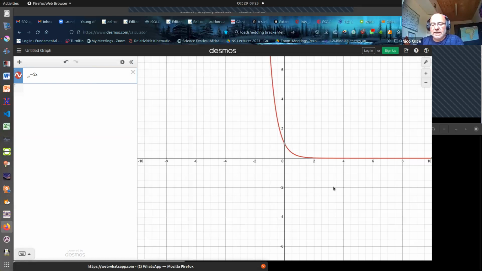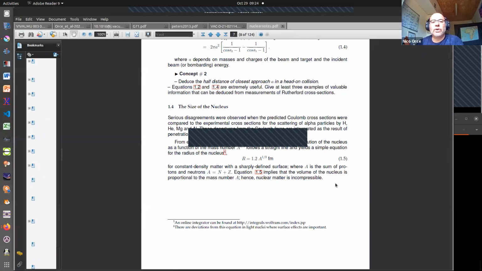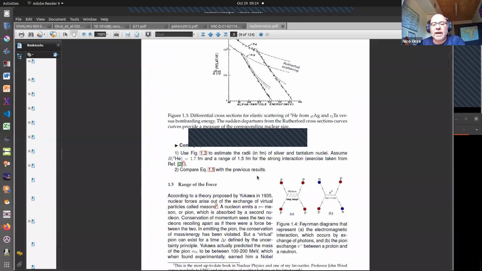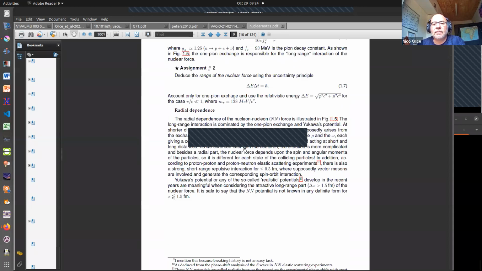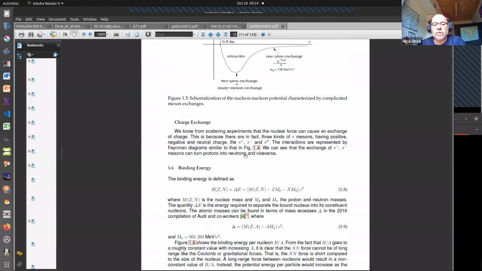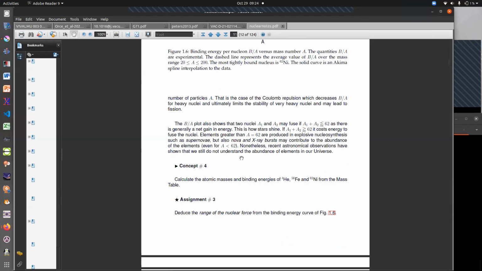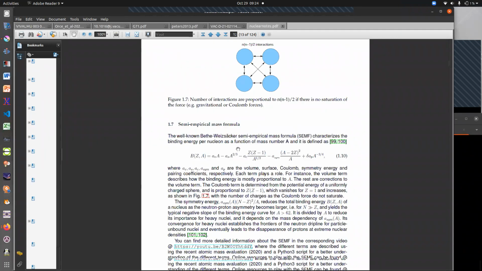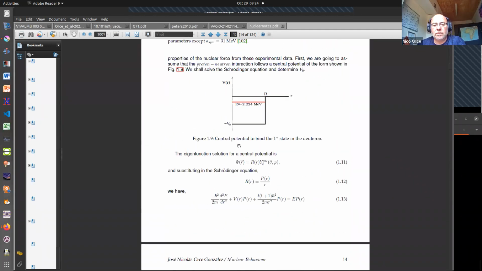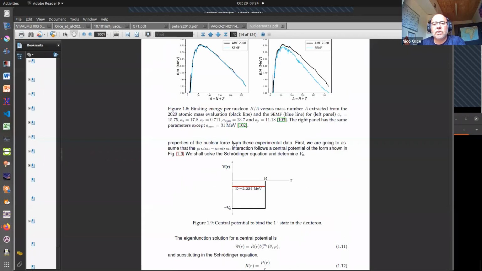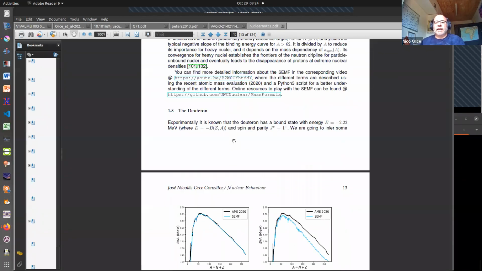So, Luasi, you're asking about concept number 5, which is the concept regarding the deuteron, right? Let me see. Yes, Prof. Here we go. Okay, so this is the deuteron section, and we are going to go through this.